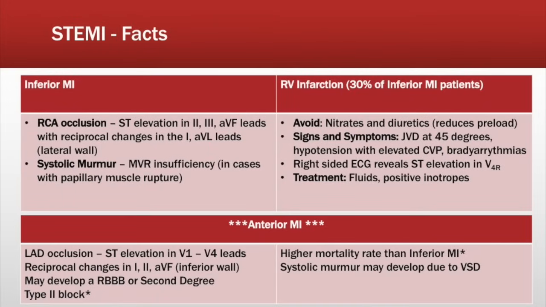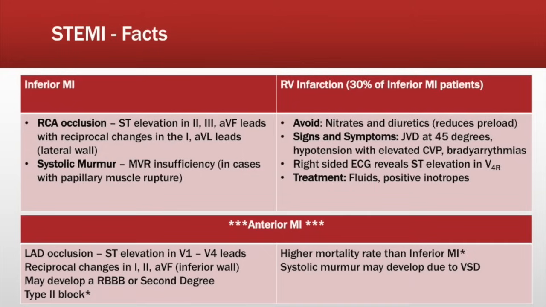Your inferior MI, which is your RCA occlusion, again, you're going to have ST elevation in leads 2, 3, and AVF, with reciprocal changes in the 1 AVL leads, which is your lateral wall. You can also develop a systolic murmur, and this is due to mitral valve insufficiency, in cases with papillary muscle rupture or dysfunction. Again, rupture is a surgical emergency. Also, with your inferior MIs, 30% of those patients can develop a right ventricle infarction.